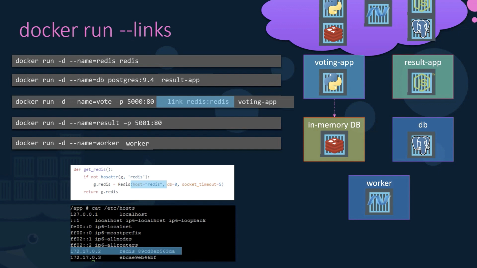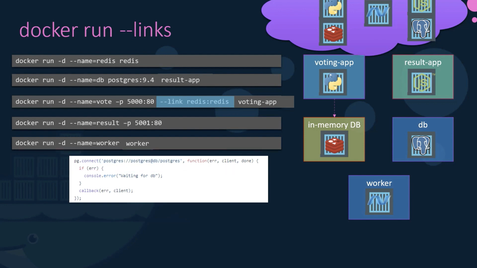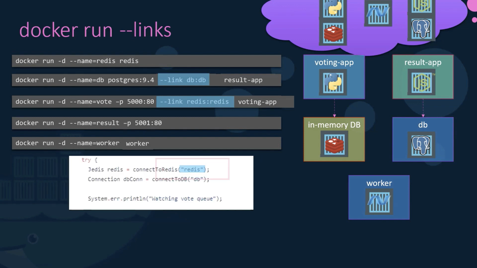Similarly, we add a link for the result app to communicate with the database by adding a link option to refer the database by the name DB. As you can see in this source code of the application, it makes an attempt to connect to a Postgres database on host DB. Finally, the worker application requires access to both the Redis as well as the Postgres database. So we add two links to the worker application, one link to link the Redis and the other link to link the Postgres database.